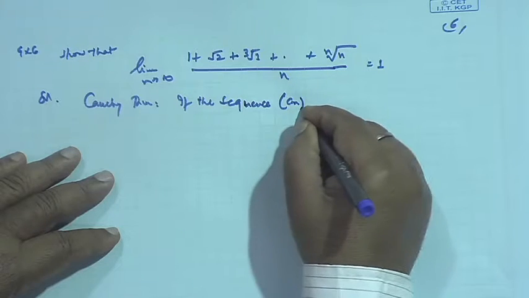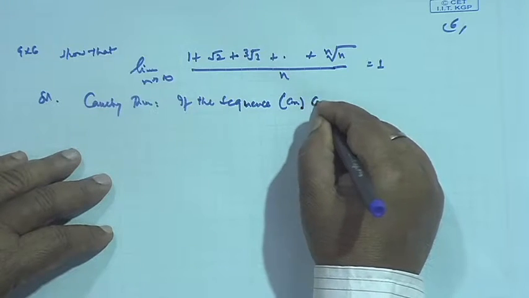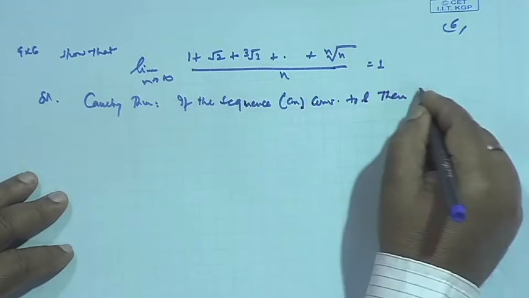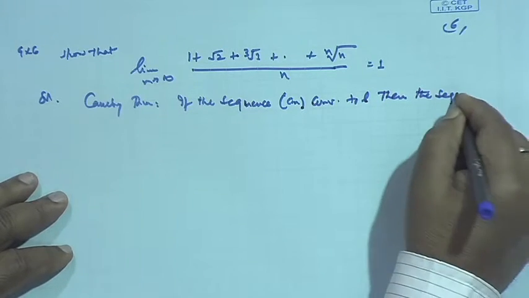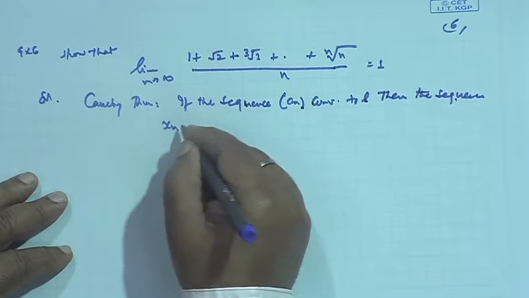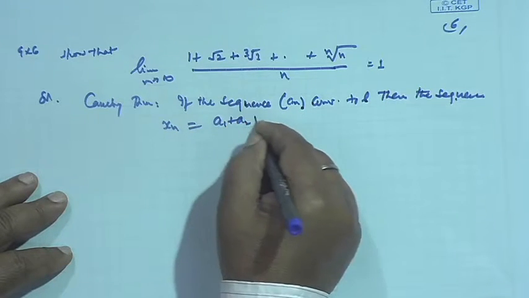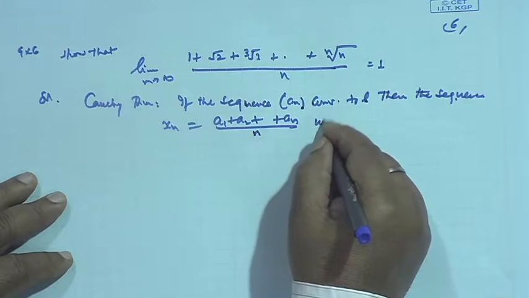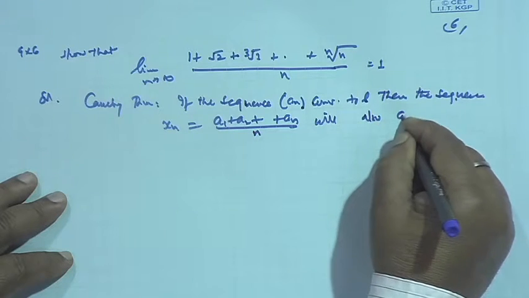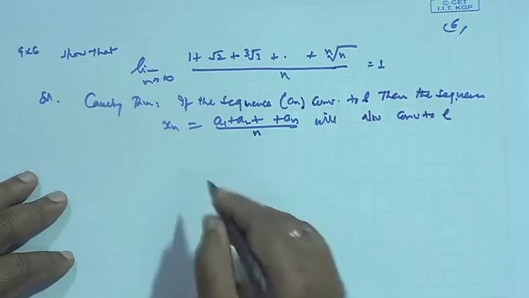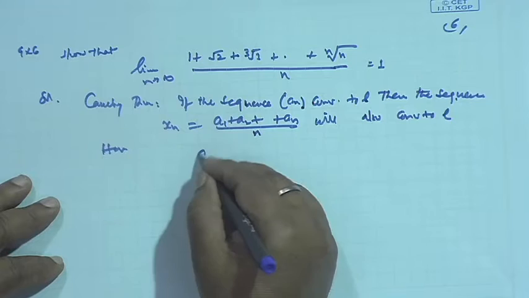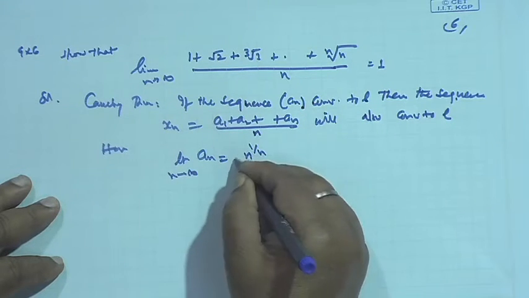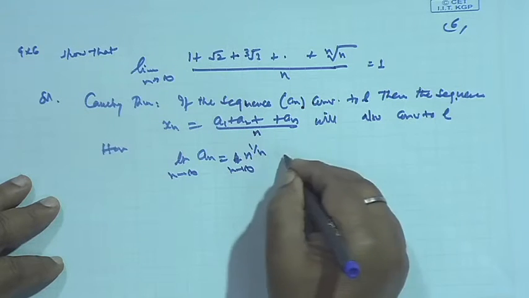a_n converges to L, then the sequence x_n, which is equal to (a_1 + a_2 + ... + a_n) divided by n, will also converge to L. So, here the a_n's are n to the power 1/n, and the limit of this as n tends to infinity is 1.